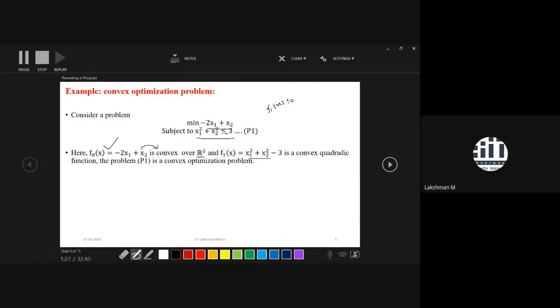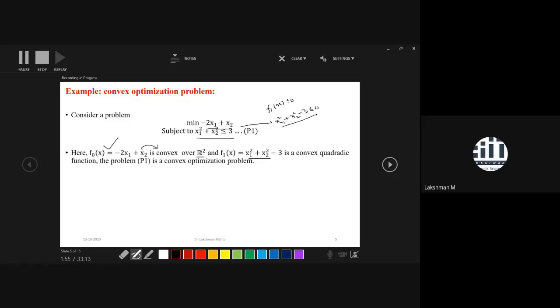So that's why we have to normalize this inequality into the standard form. That means x1 square plus x2 square, if you bring 3 to the left hand side, then it becomes minus 3, less than or equal to 0. So very fine, very nice.